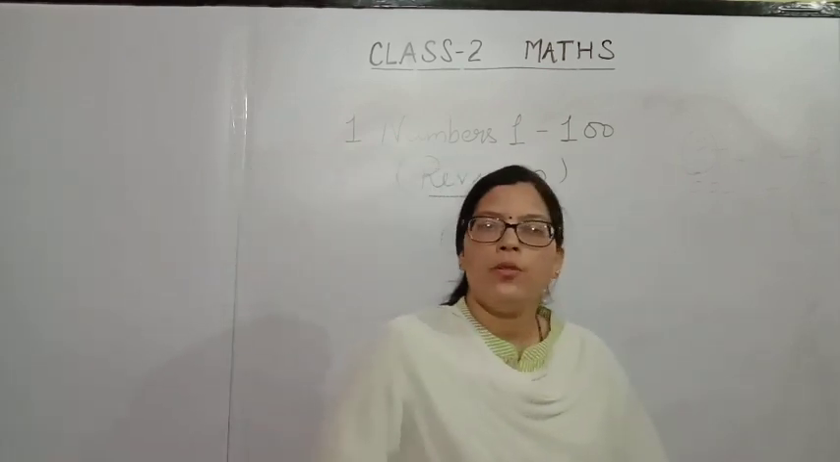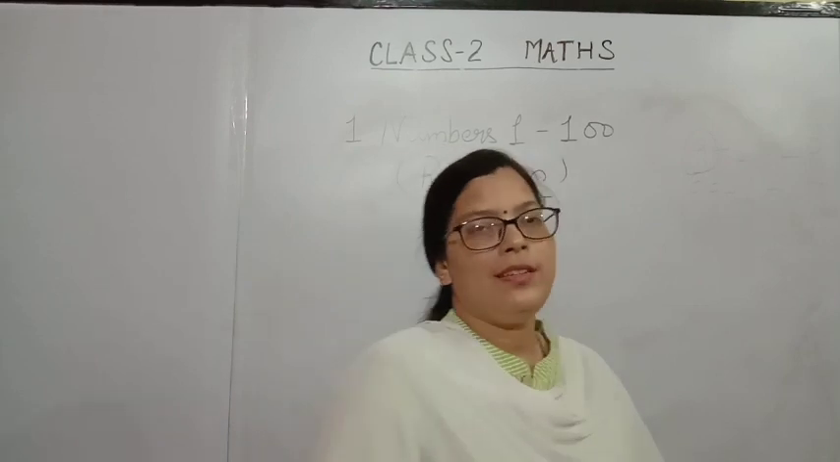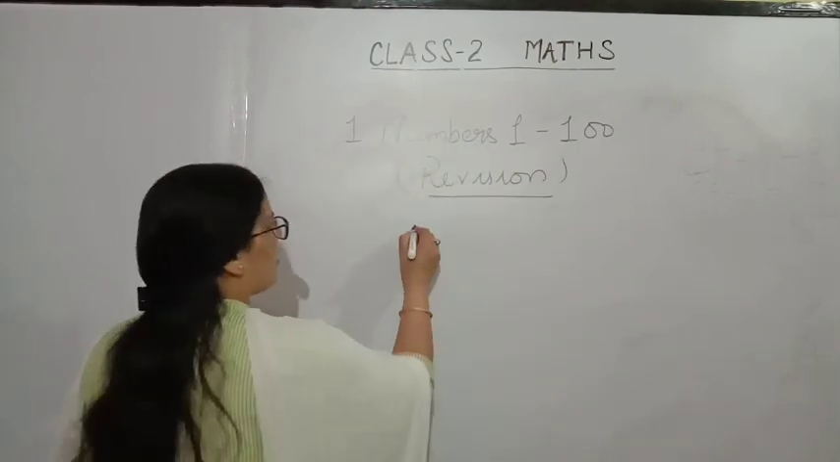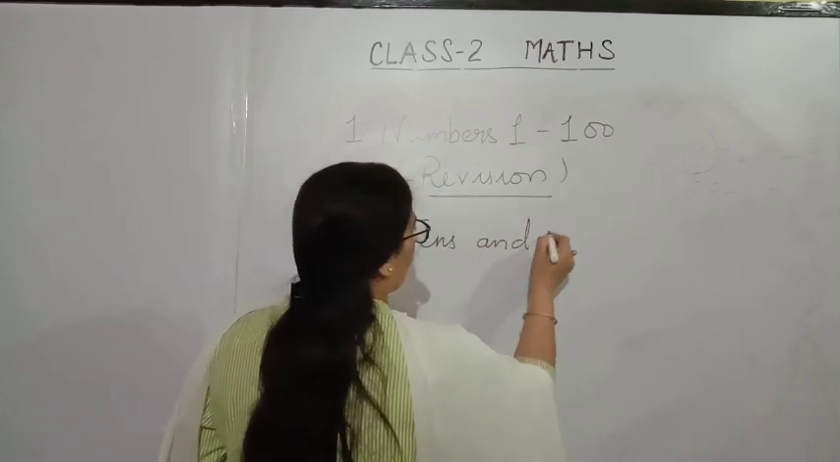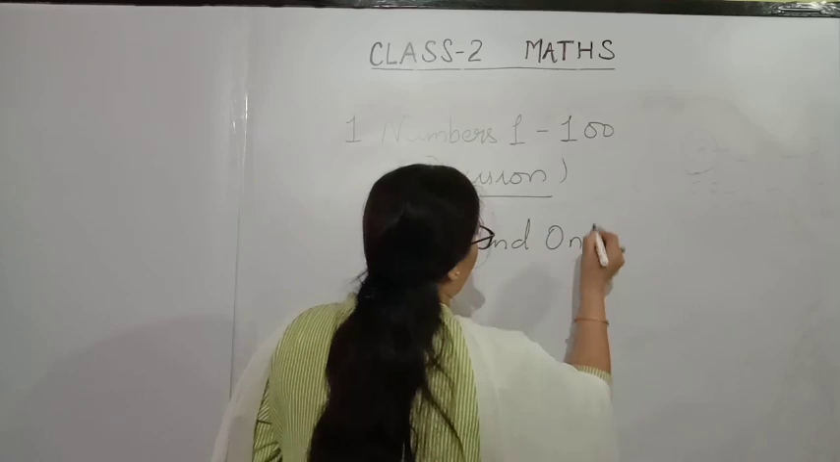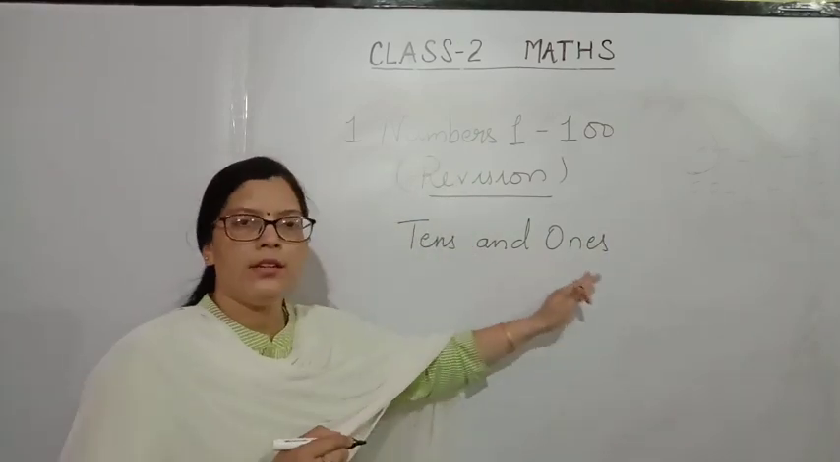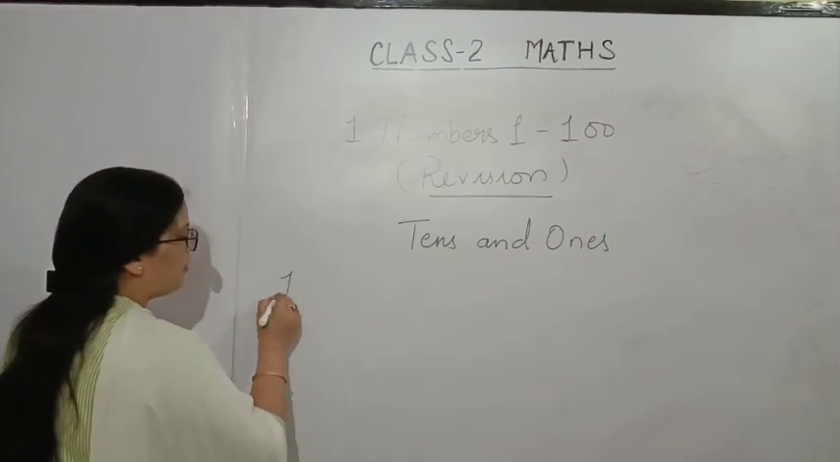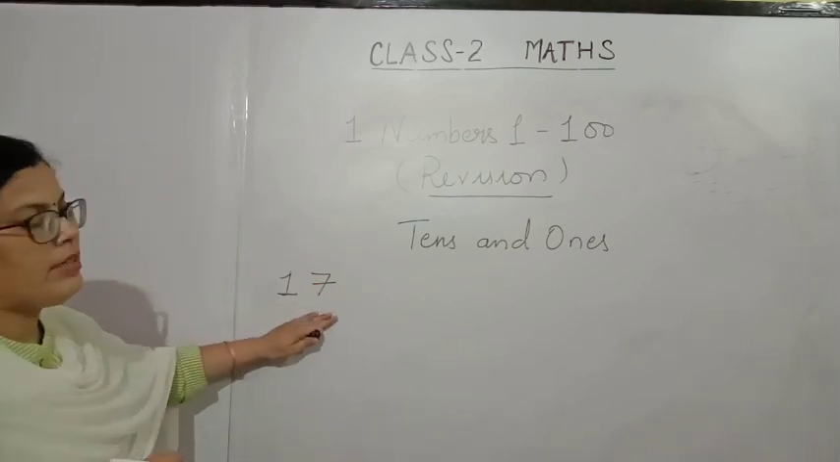Okay, so now let's begin with 2-digit numbers. 2-digit numbers have 2 places, that is tens and ones. Now take one number as an example. Suppose I have taken this number 17.